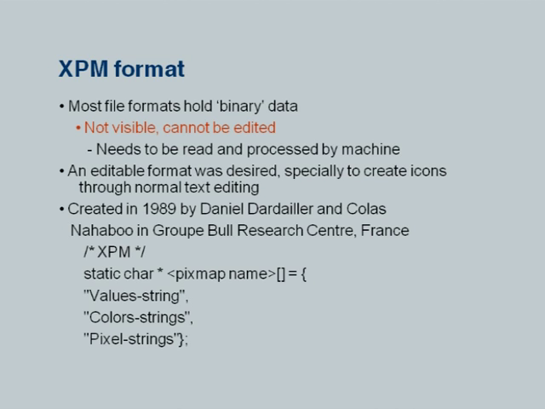The second line says static char star, some name, a pixmap name, like my image, your image or whatever. Notice that this is an array, and this is being defined as equal to opening brace followed by string, string, string, string, string. So in fact, this is nothing but a pointer to an array of strings. So this is effectively then a two-dimensional array. The picture is a two-dimensional array. The first element is a row, so there are a number of rows which will be equal to the number of lines in the image file, and each column will correspond to a string here.